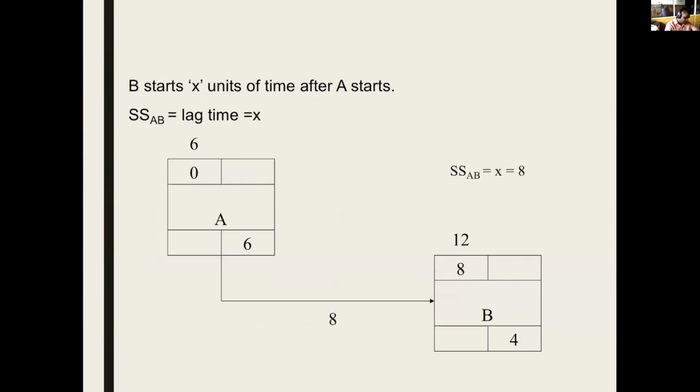Start to start with a lag of 8. So can we do that? 0 plus 6, no issue there. It's the same calculation. Activity B should start 8 days or 8 weeks or whatever the duration, 8 days after A starts. So this is 0 plus 8 is 8. So the earliest start time that this activity can be started is 8.